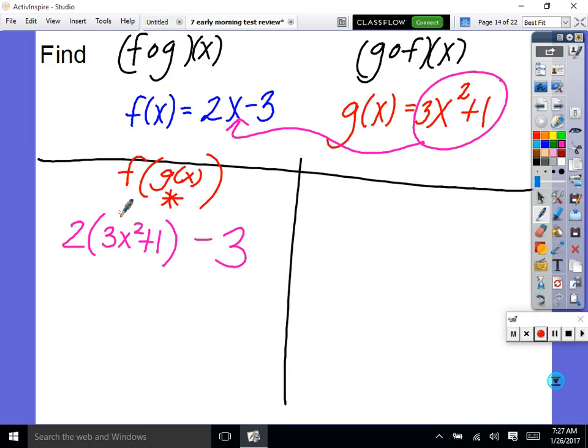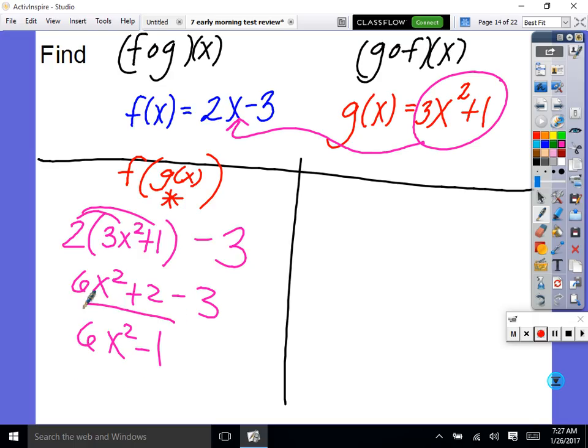Now we'll simplify it. We're not solving it though. There's nothing about solving here. There's no equal sign. So when we distribute that, 6x squared plus 2 minus 3, right? So that's 6x squared minus 1. And you're done. You don't need to solve. You don't need to do anything else. Okay, let's do the other way around.